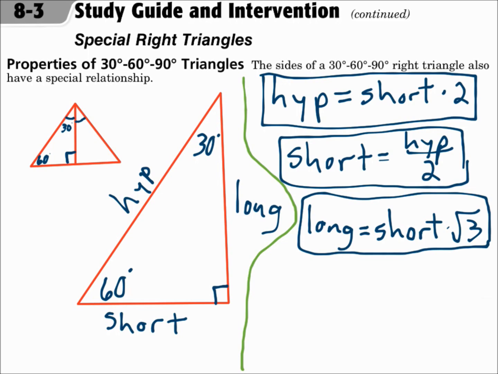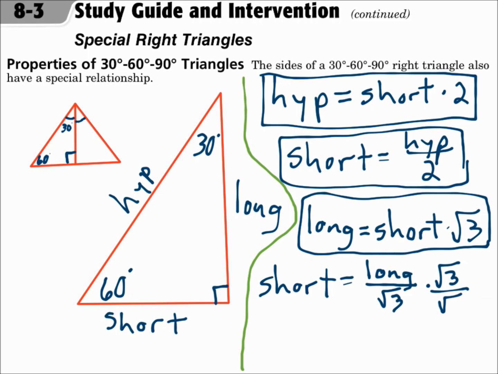And if you solve that for the short leg, it equals the long leg divided by the square root of 3. But since you can't have a radical in the denominator, multiply by square root of 3 over square root of 3, which gives you short leg equals long leg times the square root of 3 over 3.